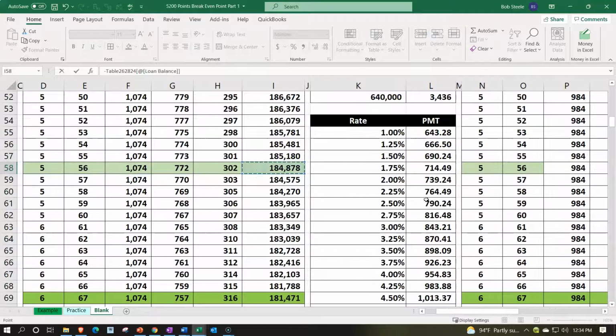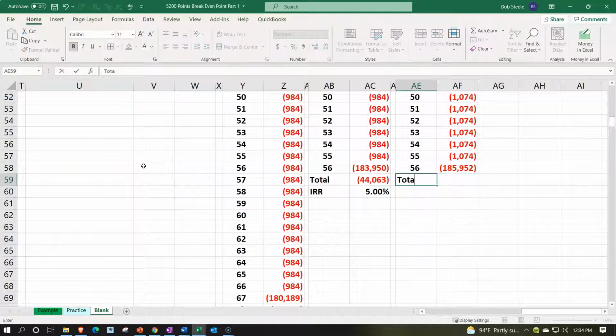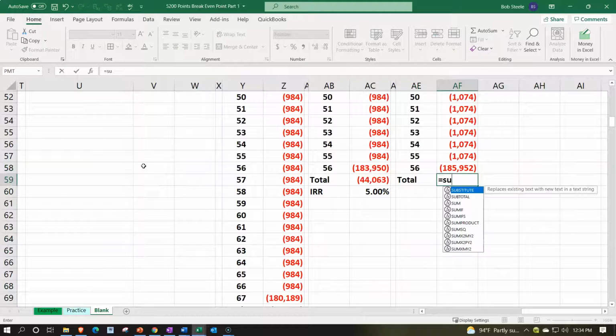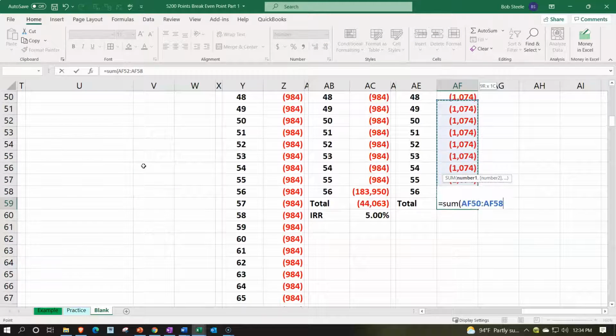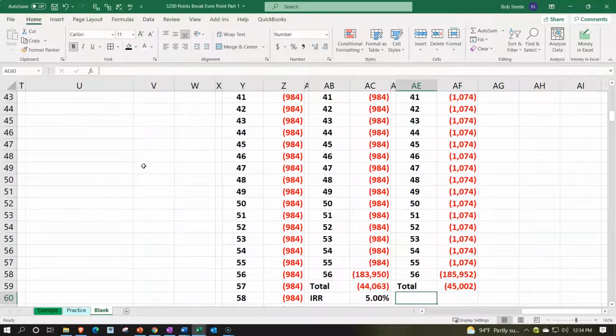We'd have to pay off the loan, which here would be 184,878 minus that last payment of 1,074. That would be the outflow at that point. Summing that up, total equals SUM. Summing it up, we then get the 45. Notice these two are pretty close right there, right, in terms of cash flow.